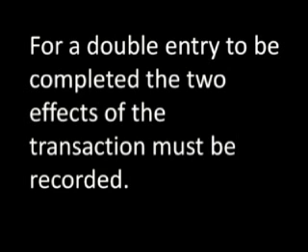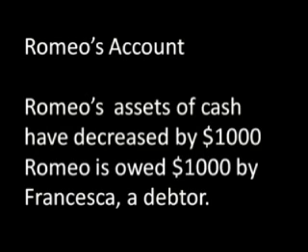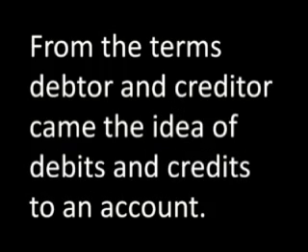Romeo and Francesca will each make two entries to their accounts. To do so, they make use of the terms debit and credit. Francesca can record the two effects by recording the $1,000 she receives as a cash asset and recording the $1,000 she owes Romeo as a liability to a creditor. Romeo records the $1,000 that his cash account has been reduced by and the $1,000 that he is owed by Francesca as his debtor. The terms debit and credit are derived from the idea of debtors and creditors.